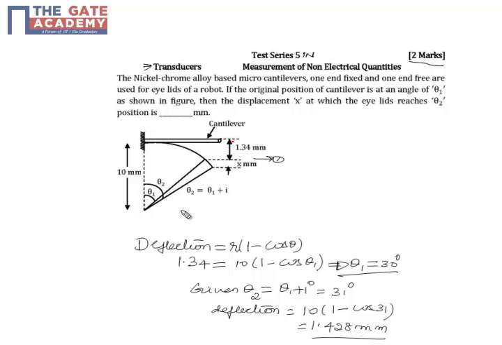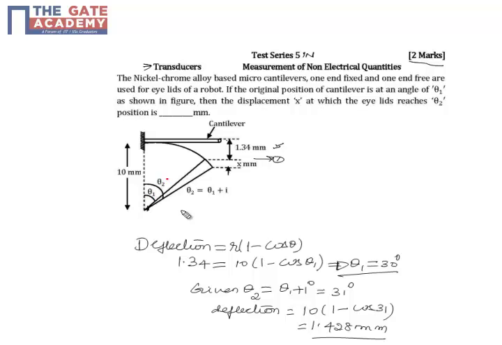So the displacement when measured from the rest position, which is when no force is applied, is found to be 1.34 mm. So the cantilever beam, when a force is applied, it has bent, or the displacement found is 1.4 mm. So here you can see that with respect to the neutral point, or with respect to the origin, it has deflected by an angle of θ1.